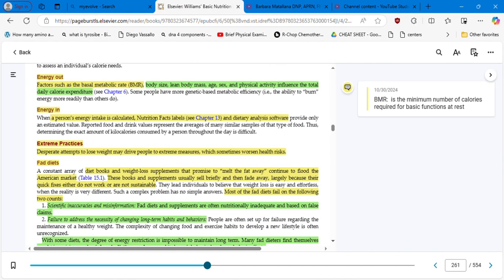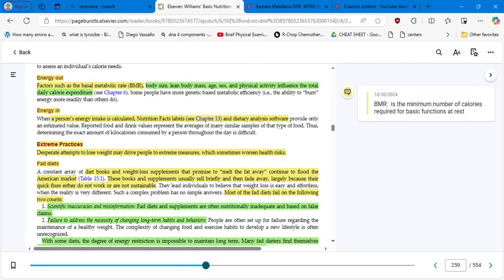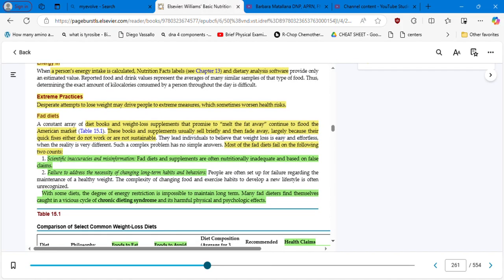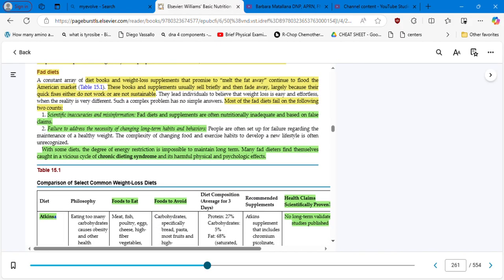Now, also we have to consider energy in. Remember, we are talking about individual differences and extreme practices, right? So everybody has a different energy out, energy in. Extreme practices, desperate attempts to lose weight may drive people to extreme measures, which sometimes worsens the health risk. Now, the fad diets, very popular, a huge topic here. The book is providing a very nice comparison table among all different diets that you have to dig in and review.